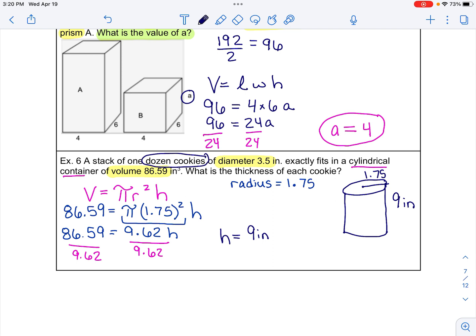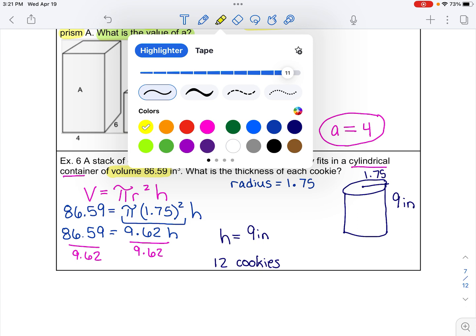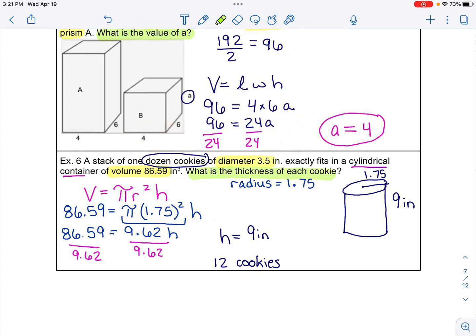You guys know how many cookies are in a dozen? A dozen cookies is 12 cookies. We can fit 12 cookies in 9 inches. It says, what is the thickness of each cookie? So it didn't stop at just asking us what's the height of the cylinder. It wants to know what is the thickness of each cookie. So we would take our 9 inches and divide it by 12 cookies. Each cookie is 0.75 or 3/4 of an inch tall. So that is how tall each cookie would be.